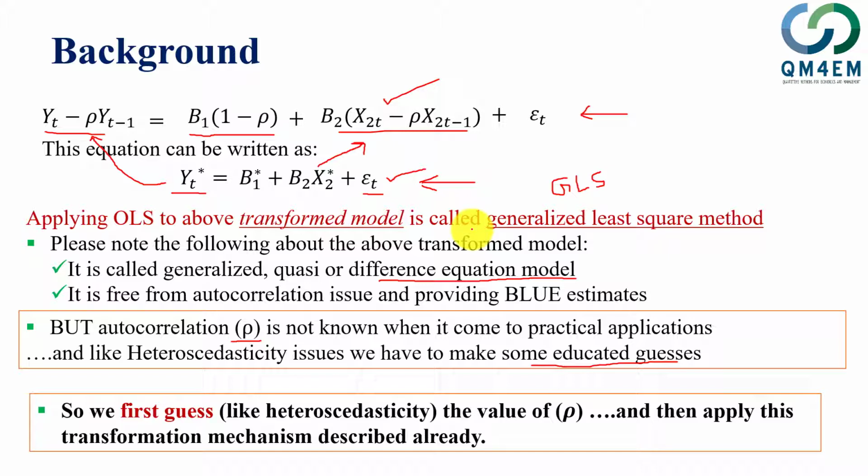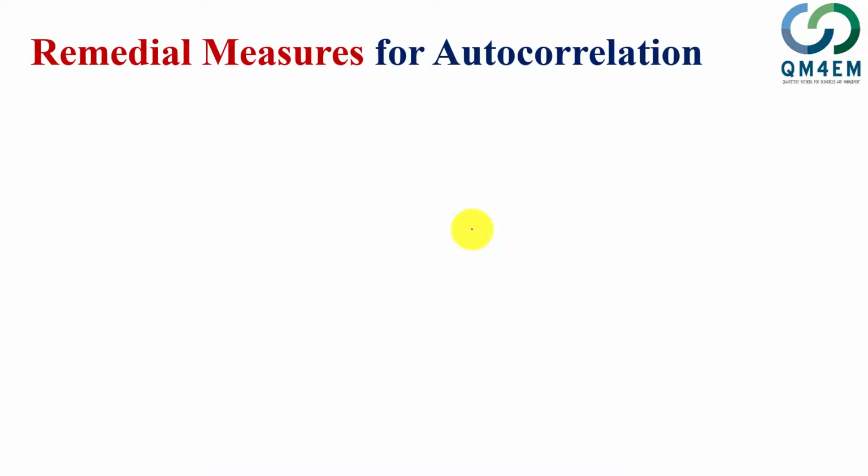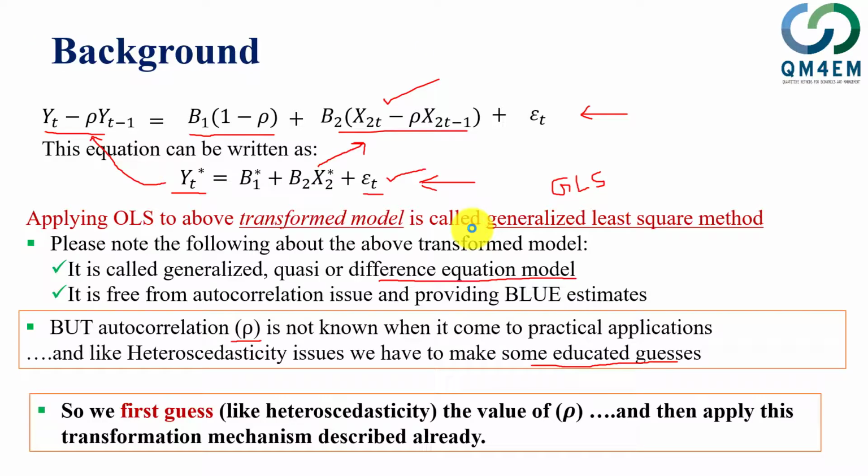So that was the theory, that was the background, and now I will start. But before starting, let me give you the summary. The summary of the background is that we can solve the problem of autocorrelation by transforming our model and then applying the ordinary least square method, which we call generalized least square method.